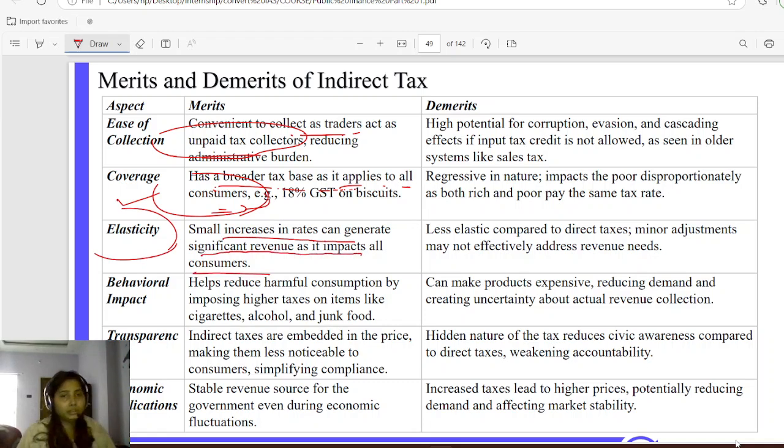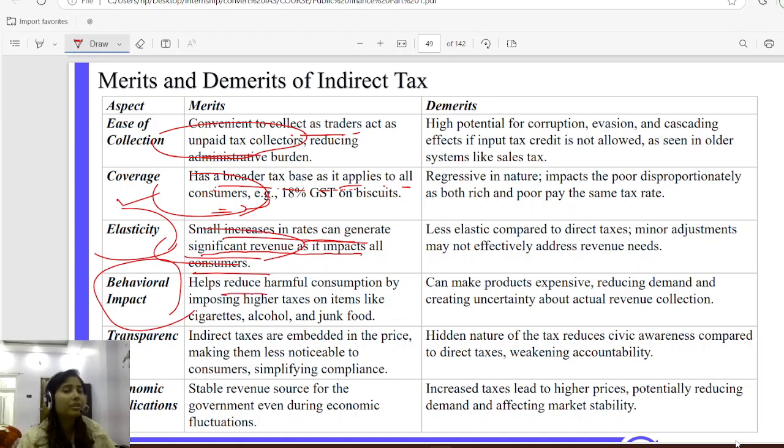Probably a 1 rupee increase in a Parle biscuit might not impact me, because my paying capacity is up to a certain level. But for a daily wage earner who is earning a limited amount, that 1 rupee increment in Parle might cause him to shift to another kind of biscuit that is charging less. So elasticity means how much the consumption of a product varies because of a change in tax percentage. So a small increase in rates can generate significant revenue in any kind of product.